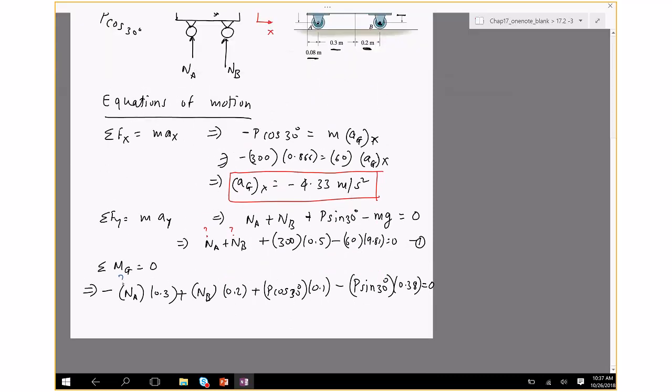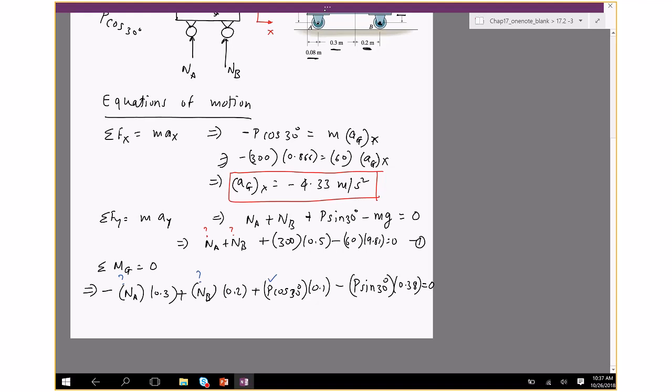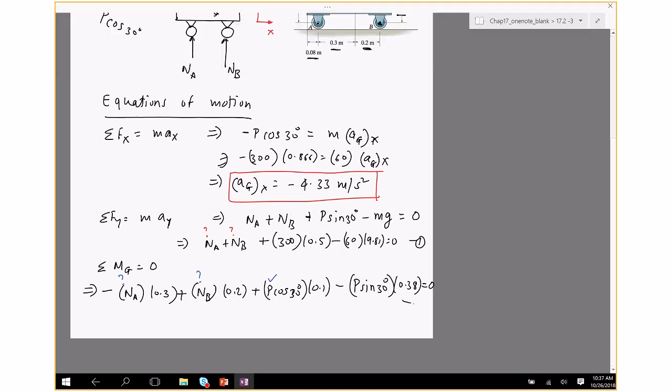So NA is unknown, NB is unknown, P is known, it's 300. So essentially we have the second equation. So from 1 and 2, we can solve for NA and NB. NA is 113.4 newtons.